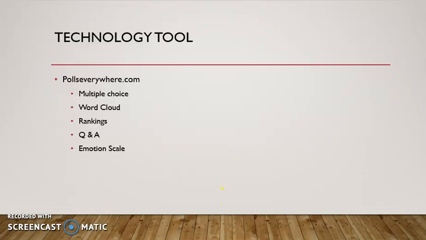Now, in my presentation, the technology tool that I'll be using, other than PowerPoint, is a website called Poll Everywhere. They have an option on there for multiple choice questions, which is something that I will be using to gauge the audience's mindset on the topic at hand. Also to gauge their knowledge of EL instruction.